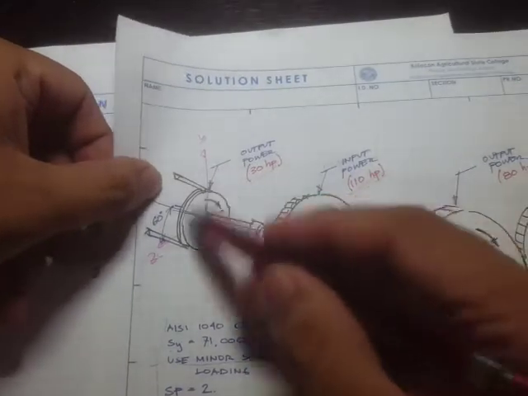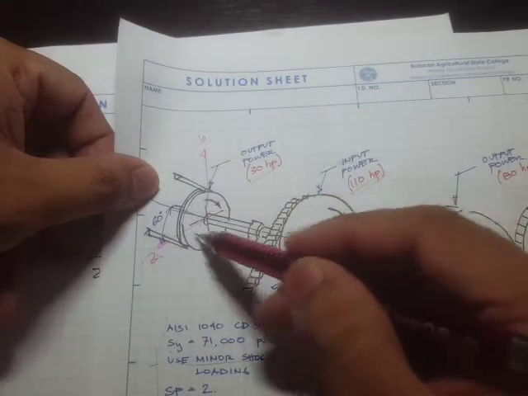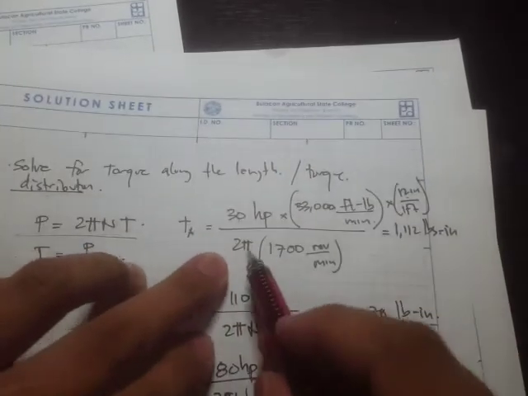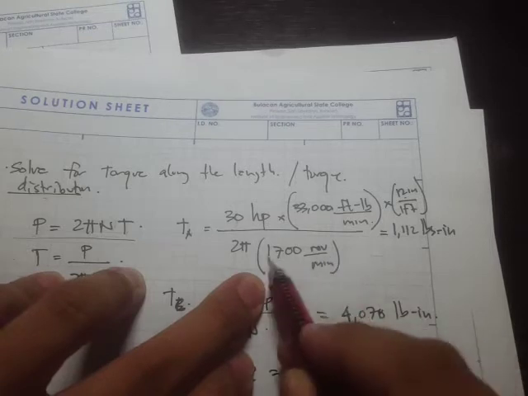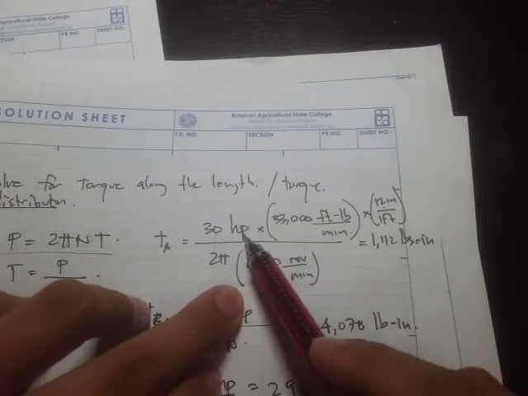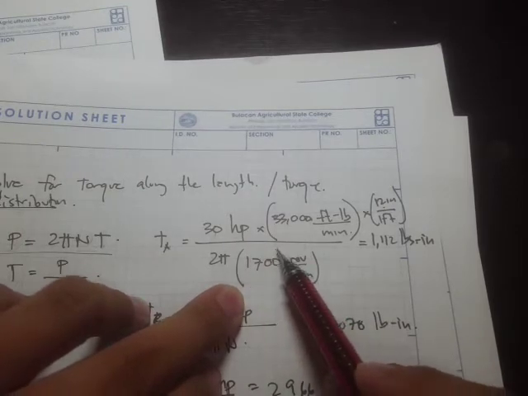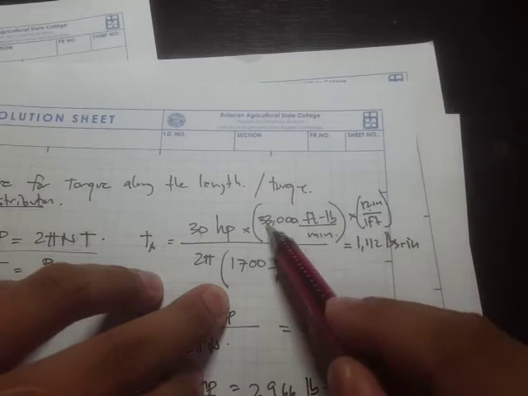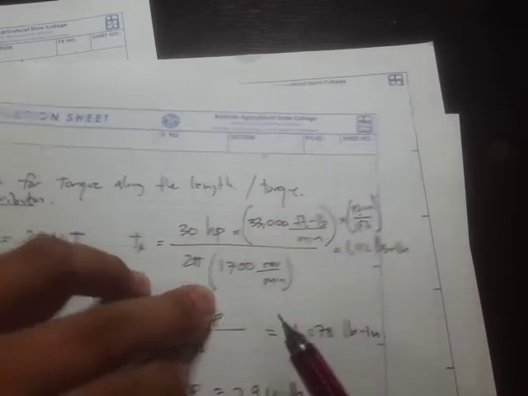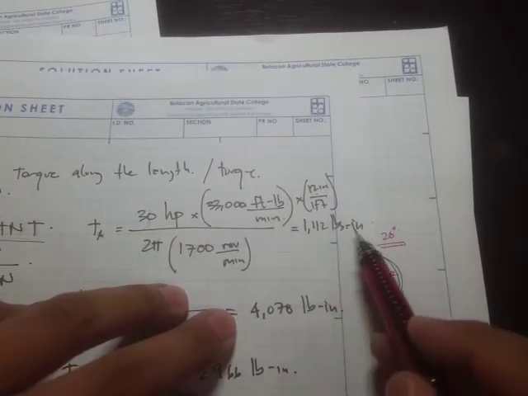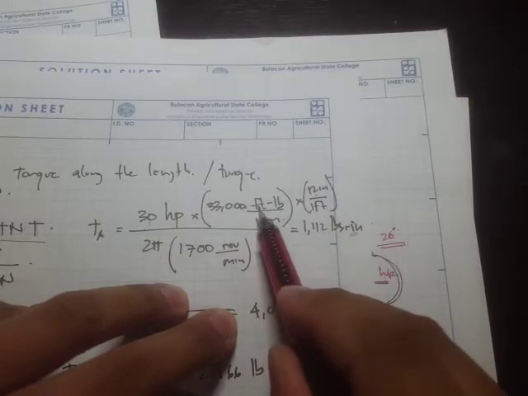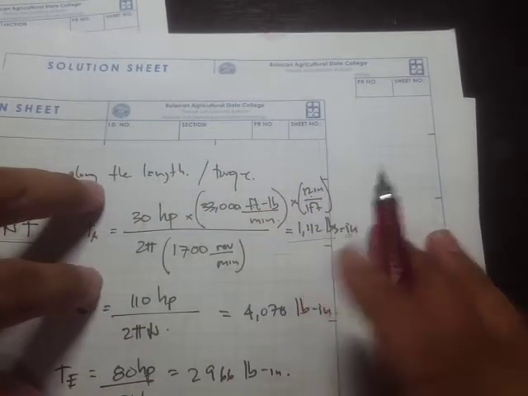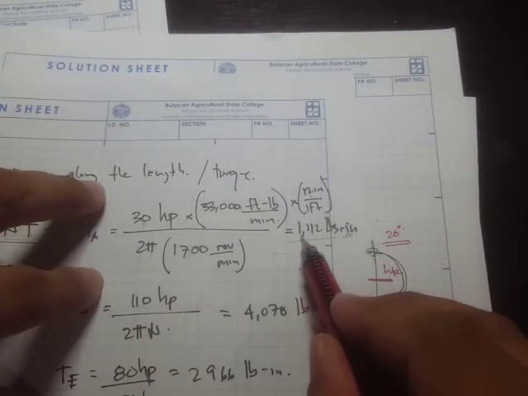So referring to the torque from this V sheave, the power is 30 HP divided by 2 pi times the RPM of the shaft, 1700 revolutions per minute. And for the HP, we need a conversion factor so that we can convert this HP into foot pound per minute. If it is in terms of foot pound per minute, then the constant right here is 33,000. Since we'll be using inches, we need to convert the feet into inches, so we multiply by 12 inch divided by 1 foot. If you do the computation, you get a torque of 1,112 pound inch.